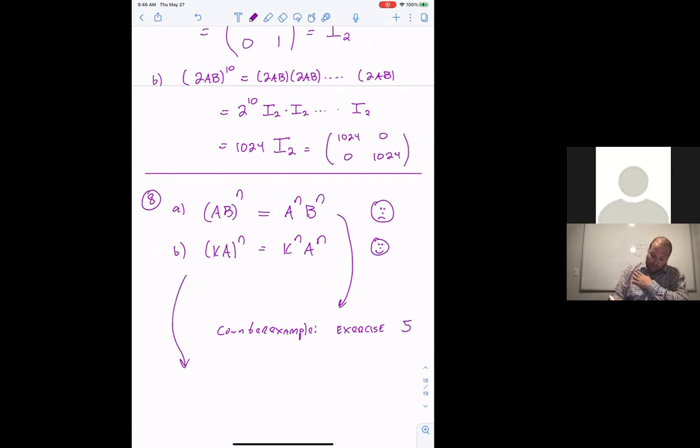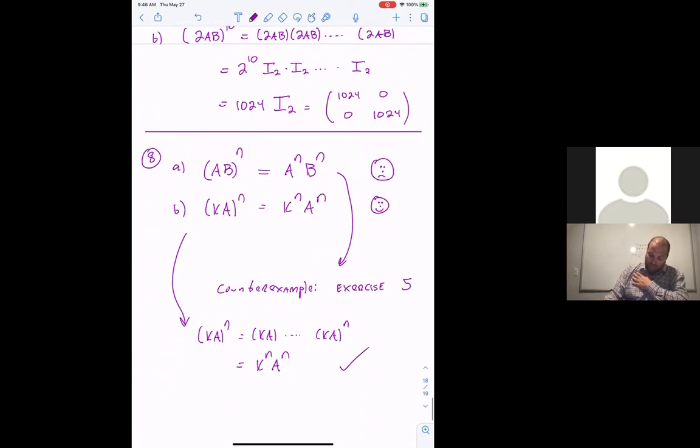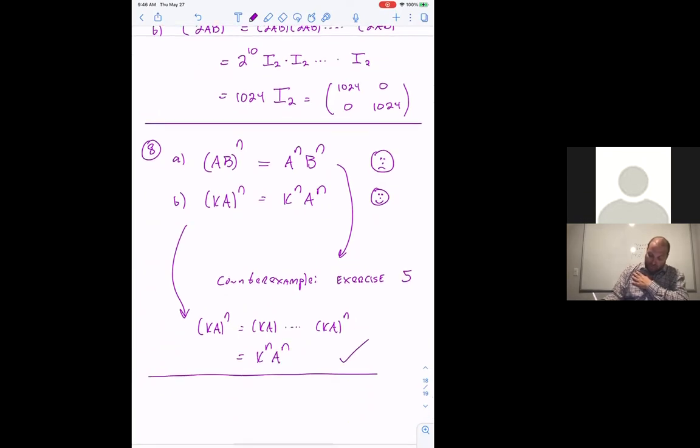This one, however, is true. Ka to the n, that's just Ka times itself, n times. All the scalars come to the front, leaving me with all the matrices at the end. We like that one. So that takes us to the end of section 9.2.